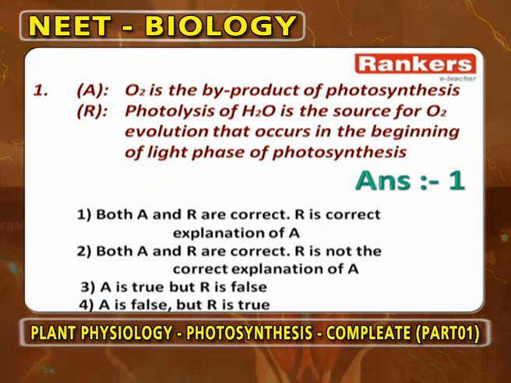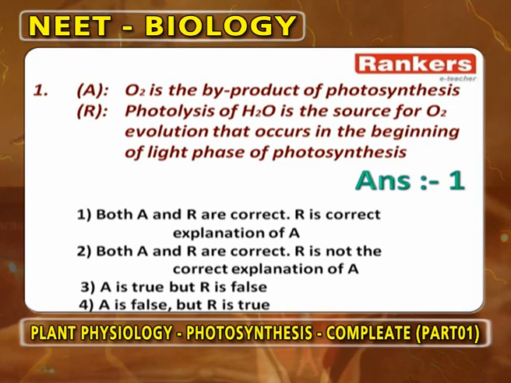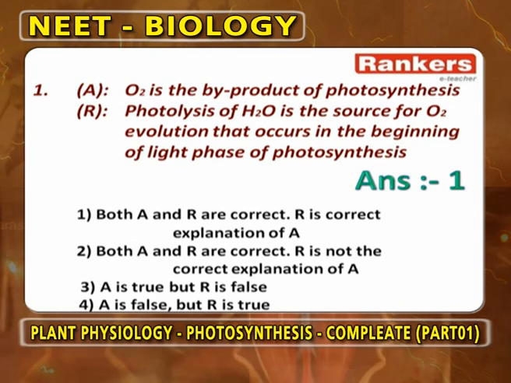Photolysis of water is the source of oxygen evolution that occurs in the beginning of light phase of photosynthesis. So, both A and R are correct. R is the correct explanation of A, first option.